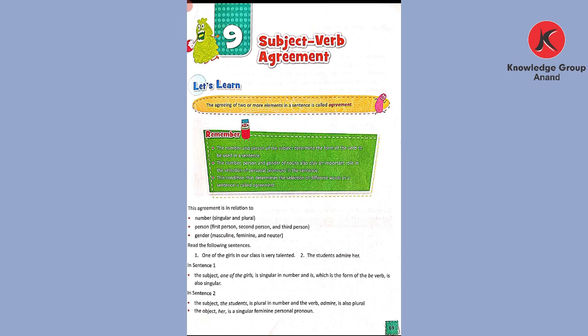So here we learnt number, person and gender. We went through two sentences. In the first sentence we are speaking about one girl, so the verb is in singular form, the to be verb. In the second sentence, students is plural, so the verb admire also is plural, and her is a singular feminine personal pronoun.